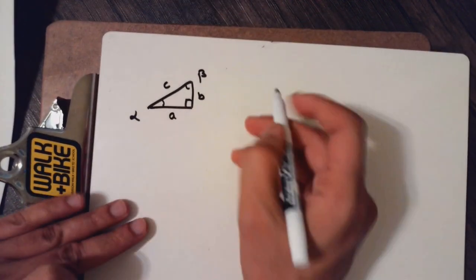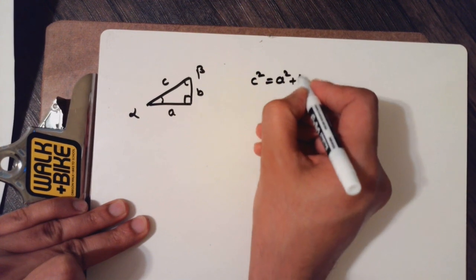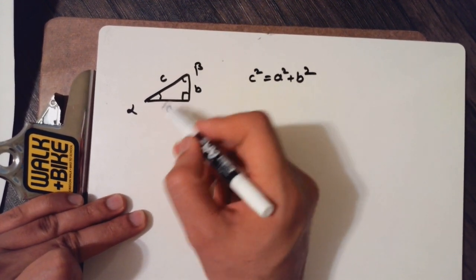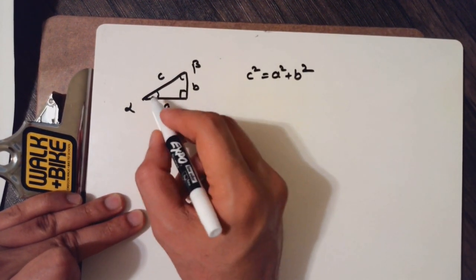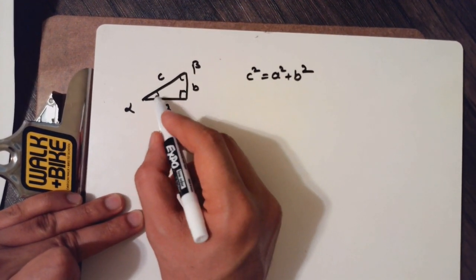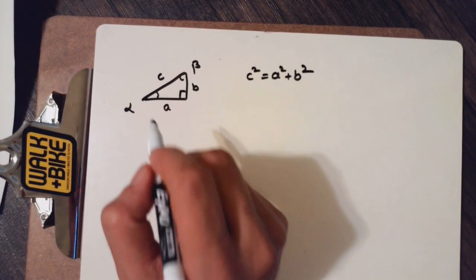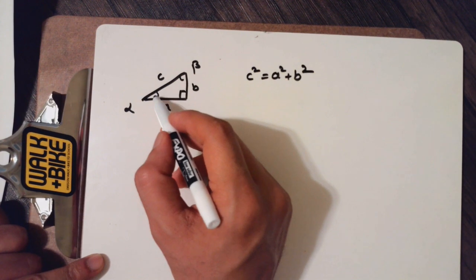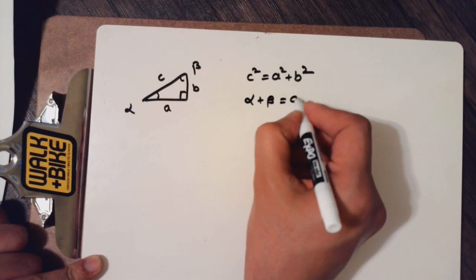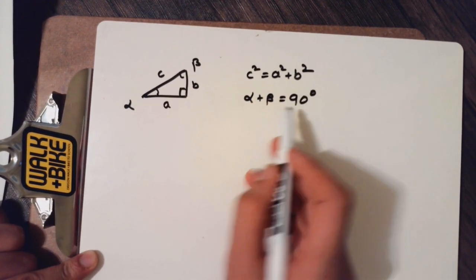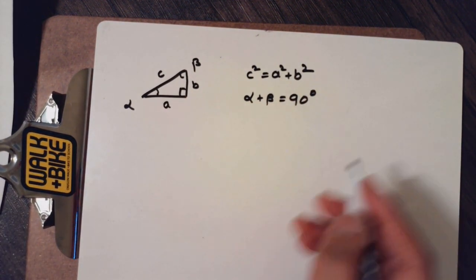What does the Pythagorean theorem say? It says c squared equals a squared plus b squared. The hypotenuse square equals this side square plus that side square. What do you know about angles alpha and beta? Remember, all three angles added together should make 180 degrees. This is 90 degrees. That means alpha plus beta together should be 90 degrees as well. Then to that, you add this 90 degree, that should make 180 degree. That is the property of all triangles.